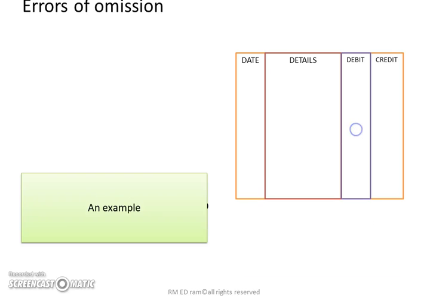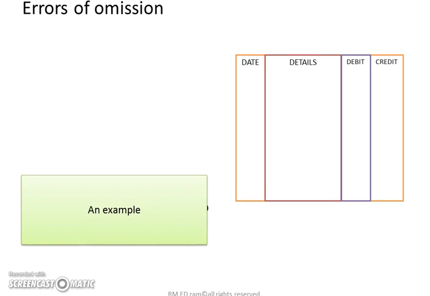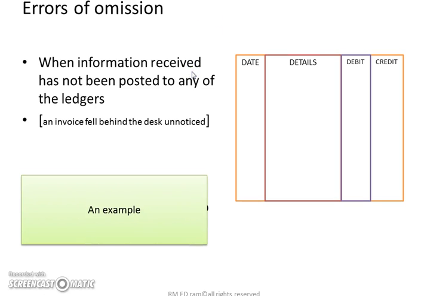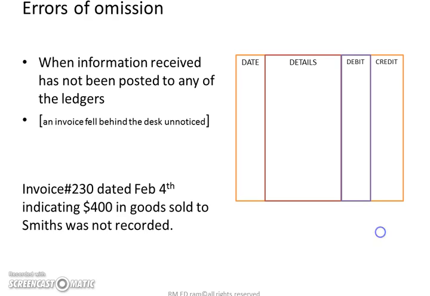Alright? Second error, errors of omission. Now, an error of omission occurs when information received has not been posted to any of the accounts. So for example, if you receive an invoice but it fell behind the desk and remained unnoticed, it can't be recorded, right? So invoice number 230, dated February the 4th, indicating $400 in goods sold to Smith, was not recorded. Maybe this is the one that fell behind the desk.